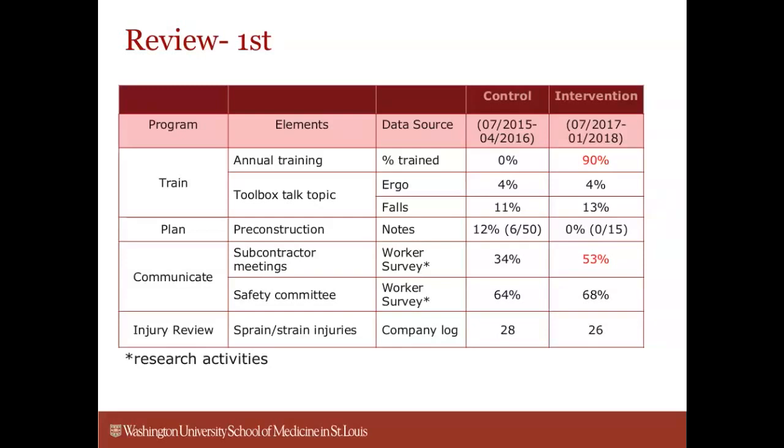Then we looked at the intervention period once the program was underway. 90% of the individuals were trained during the first period, so this is now from July to the following January. We saw no change in the frequency of toolbox talks for ergonomics, and a slight increase in falls, but not statistically meaningful. No change in pre-cons. There was definitely an increase in the subcontractor meetings, communications about ergonomics. Safety committee was about the same, and the number of sprains and strains was about the same.